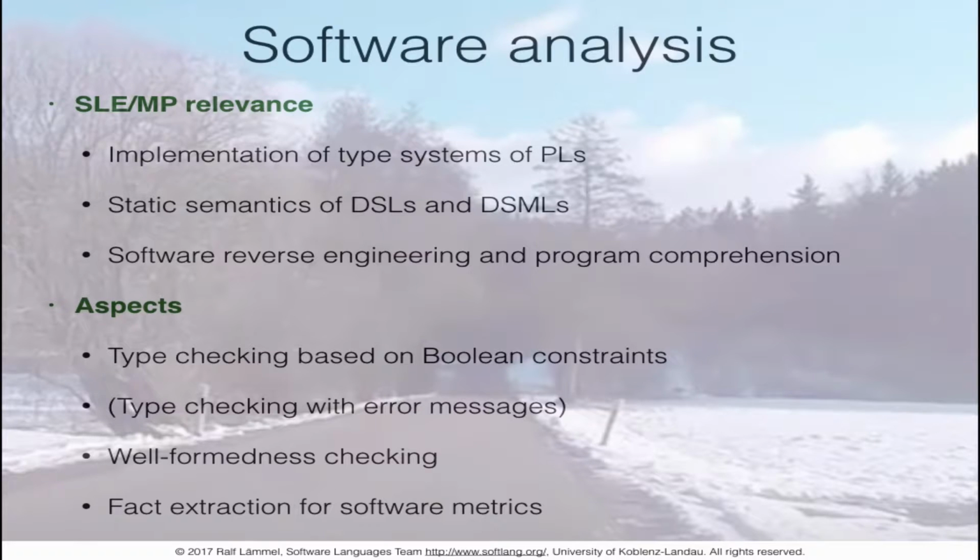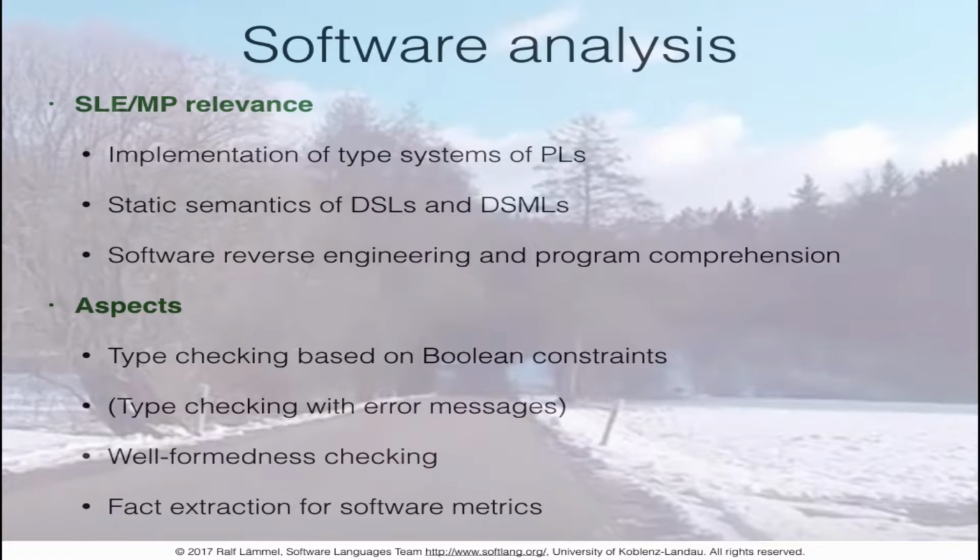Okay. Next topic, software analysis. Again, this is also very important in software language engineering and metaprogramming. We might want to implement a type system of a programming language or a domain-specific language. More generally, we might have some static semantics of a domain-specific language or a modeling language. Other forms of software analysis are needed when we do software reverse engineering or program comprehension.